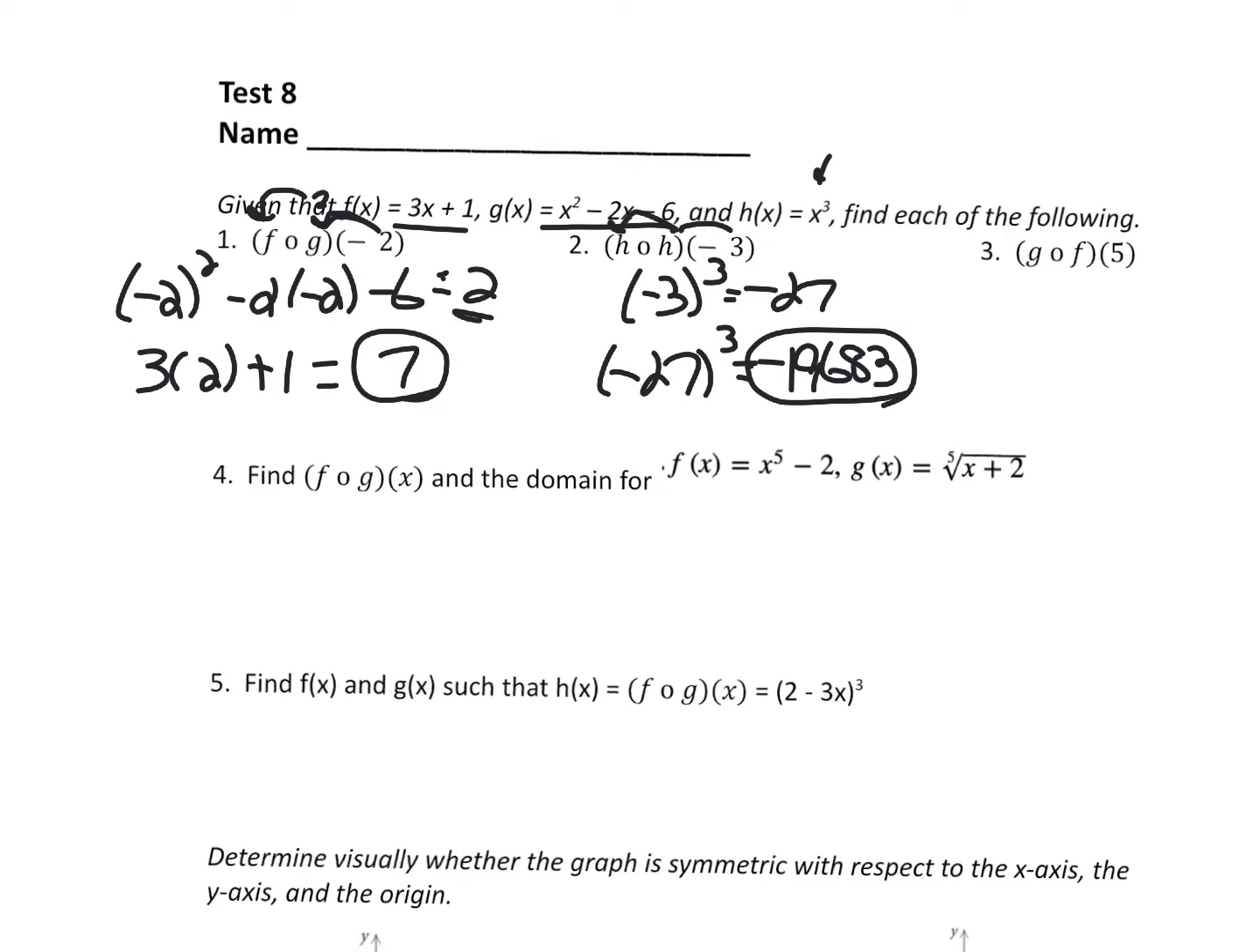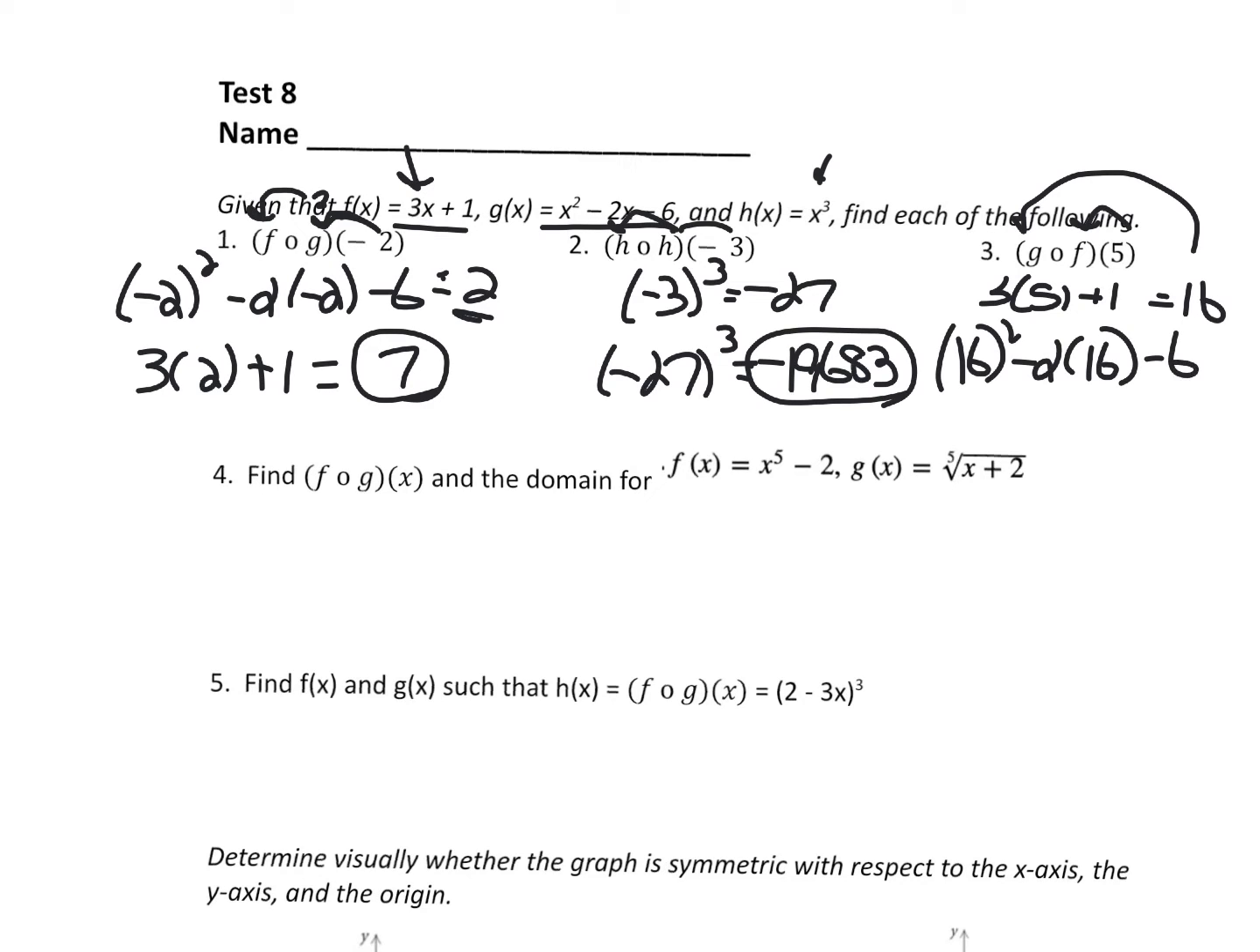And the last one, g of f of 5. So I'm going to put the 5 in function f, which is back here. Which would be 3 times 5 plus 1, which is going to give me 16. Then don't forget to do 16. Take the 16, plug it into g, which is going to be 16 squared minus 2 times 16 minus 6. You can punch all that in if you want to, and you're going to get 218. There you go. Make sure you practice those.